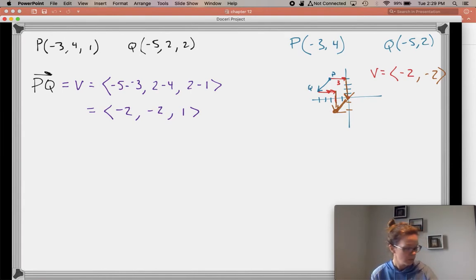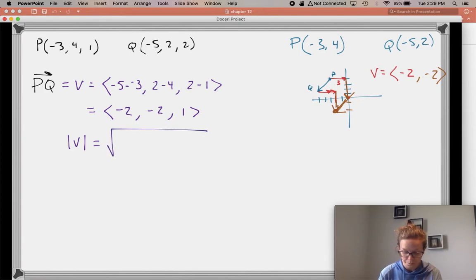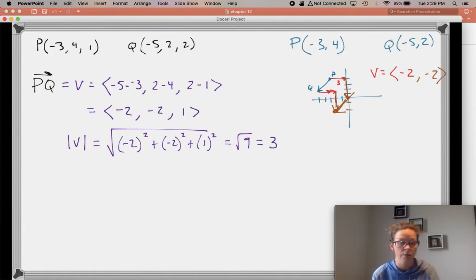So that's component form. And then magnitude. If I want to find the magnitude of vector V, we're going to use the Pythagorean theorem on the component form. So (-2) squared, (-2) squared, and 1 squared. Make sure you're using those parentheses because squaring a negative does make a difference for the sign. So that's 4 plus 4 plus 1, which is 9. That means the magnitude of this vector is 3. Okay, so that is component and magnitude.